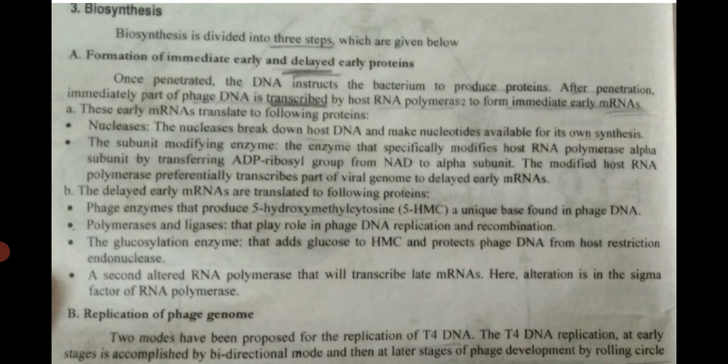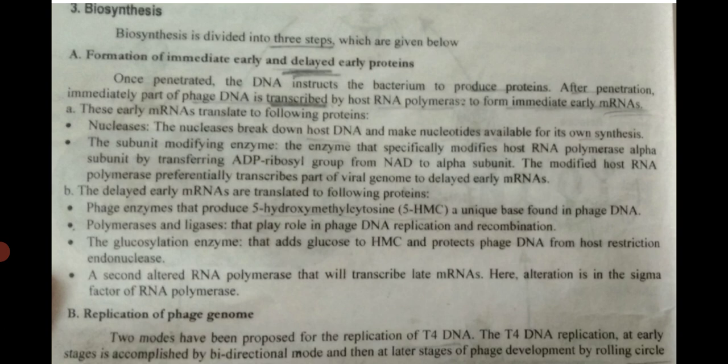These are the precursors for replication of viral DNA. The second protein is an enzyme, the SME, subunit modifying enzyme, and this enzyme specifically modifies the alpha subunit of host RNA polymerase by transferring an ADP ribosyl group from NAD. This modified host RNA polymerase further transcribes some part of the viral genome to the delayed early mRNA, and that delayed early mRNA gets translated into four kinds of protein or enzymes.